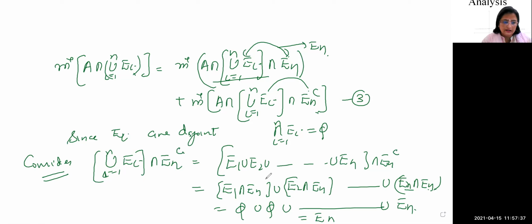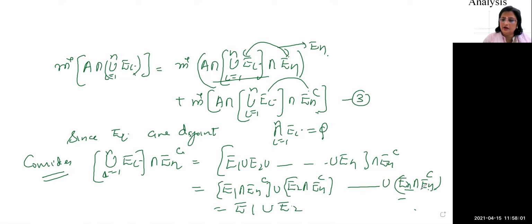So here I get E1 intersection En complement, En complement. So E1 intersection En, only one step will change from here. So E1 intersection En complement is equal to E1. This is E2. Only En, and En intersection En complement will be equal to empty set, right? And the union will go up to En minus 1. So this becomes union i running from 1 to n minus 1 of Ei.